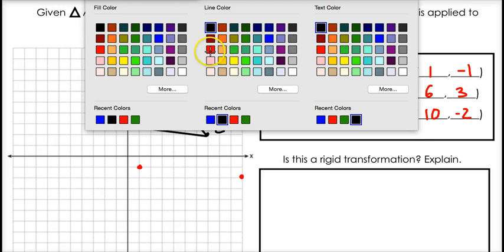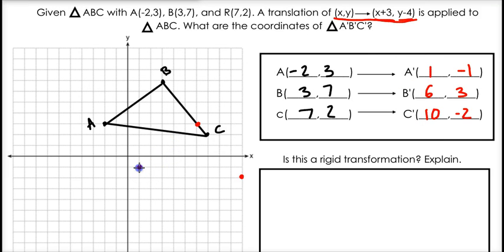Let's get some nice coloring on it. Okay, bing, bang, boom. All right, and we are going to just label it out, because we are good math students. A prime, B prime, C prime. And if you look here, it worked.